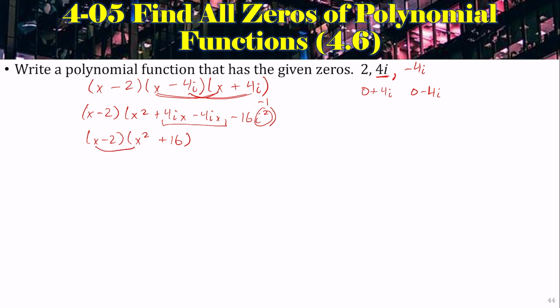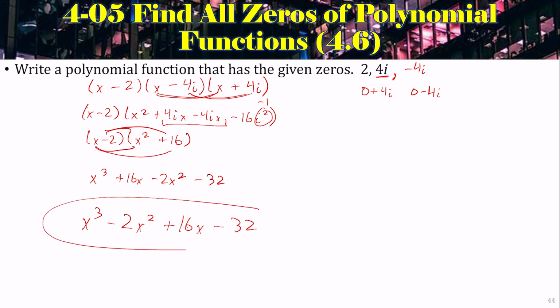Then multiply again. We'll have x times x squared, x times 16, negative 2 times x squared, negative 2 times 16. Rearrange it in order. And there you are. A polynomial function with those zeros.